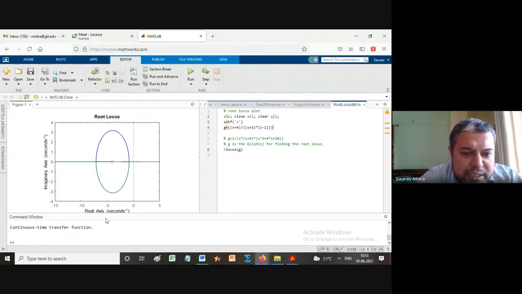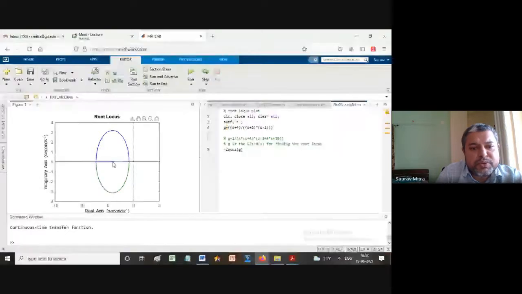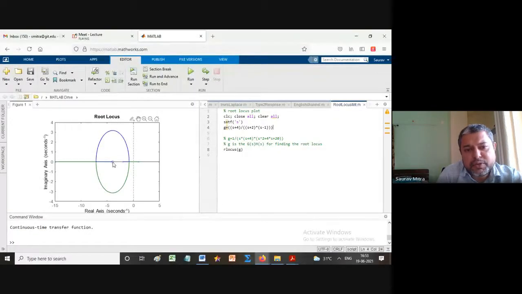So I think I was telling a wrong thing. I was telling that this 1 was coming to this breakaway point, then it was going up, and then it was coming closer to minus 4. So that was wrong actually. This minus 2 was coming to the breakaway point, then it was going up, and then it was coming to minus 4.